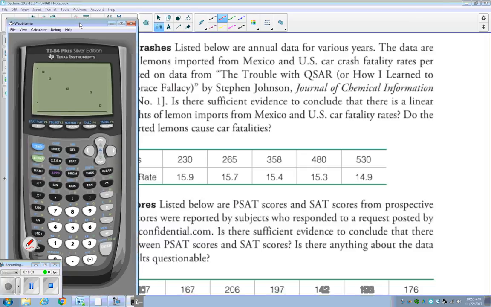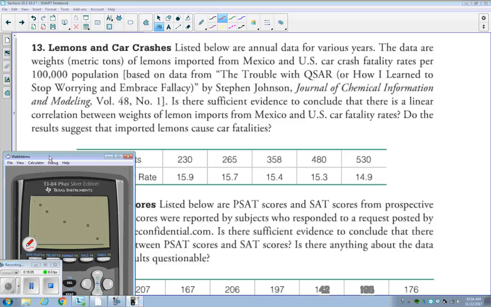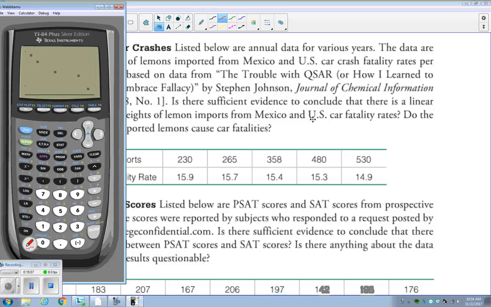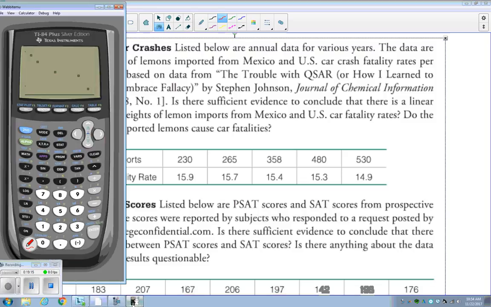So that's all that 10.2 really talks about. Somebody, are you surprised? But let's go back to our notes. And, well, before you do that, did we answer the question? Is there sufficient evidence to conclude that there is a linear correlation between the weights of lemons? Well, we think there is. Let's go ahead and run the test. So here's how we're going to run the test.